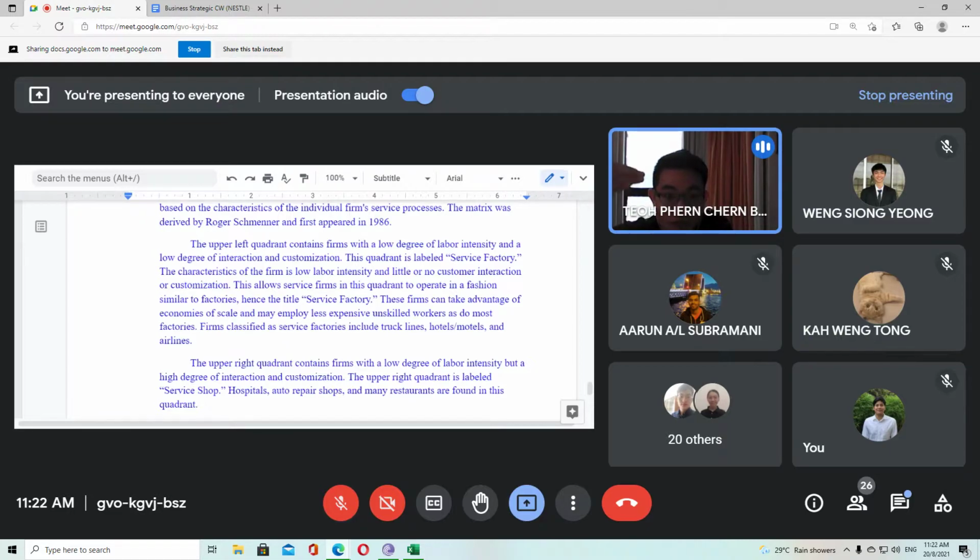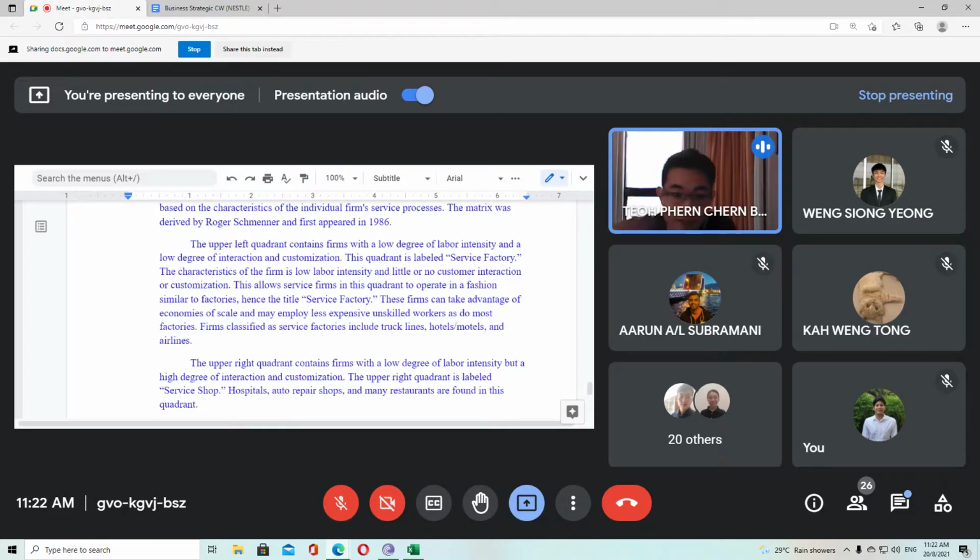And low degree of interaction and customization. All these companies that you gave as examples, truck lines cannot customize. In the truck, the driver will just drive, nothing else. Airlines also cannot customize. You get whatever is in the plane, that's it. You cannot choose anything else. If you want something else, you wait until you get off the plane. So low customization and low labor intensity.